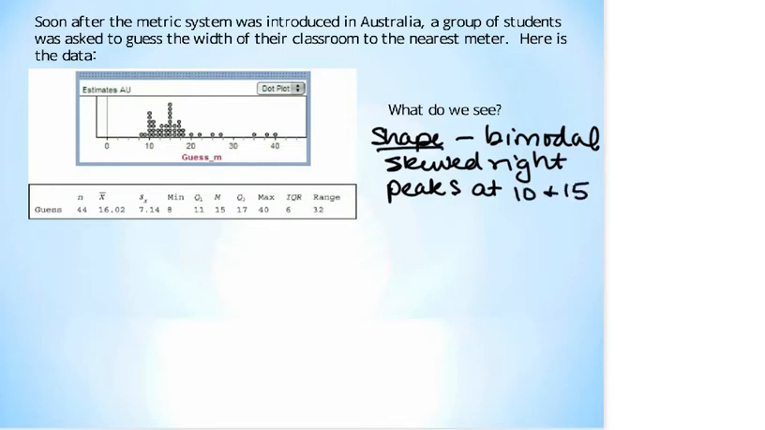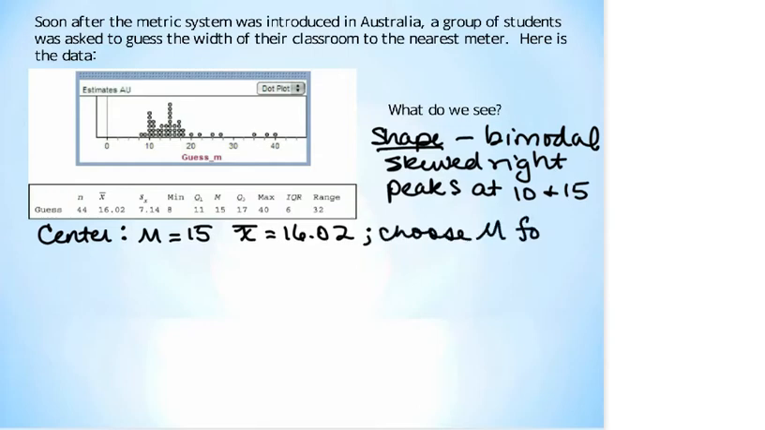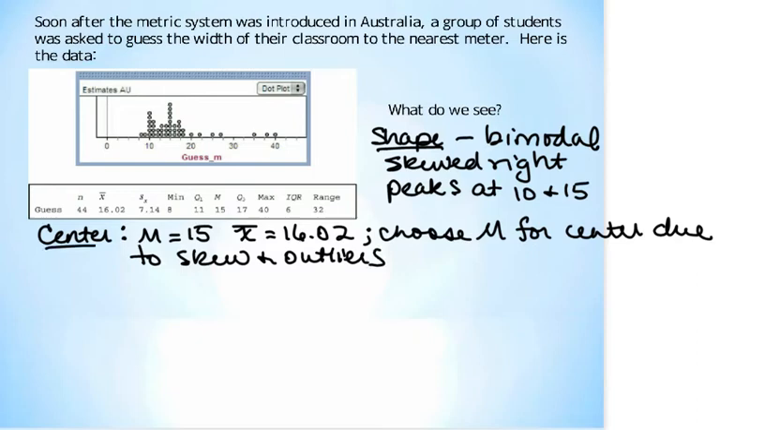So there's shape. Now let's look at center. Well, the median was 15 and the mean was 16.02. Because this is skewed and it seems to have some outliers, I would choose the median for the best representation of center.